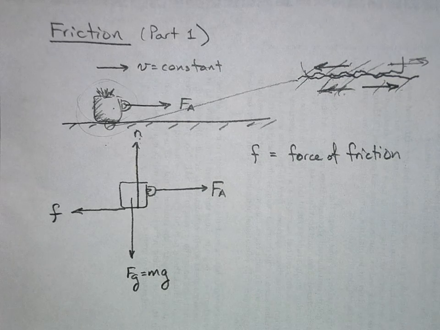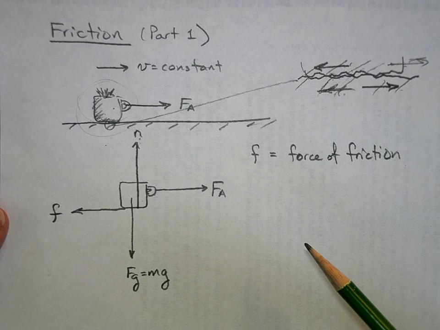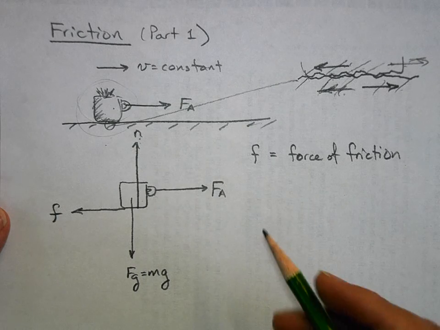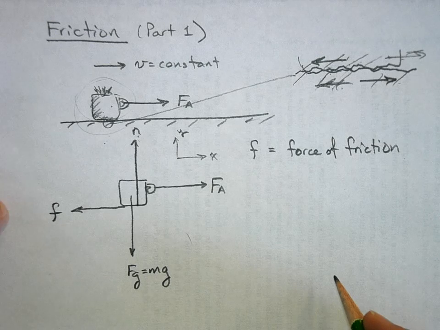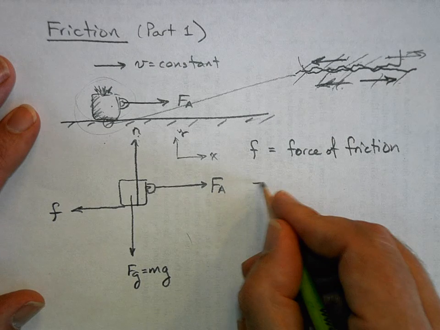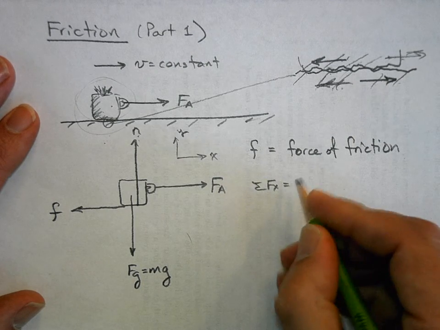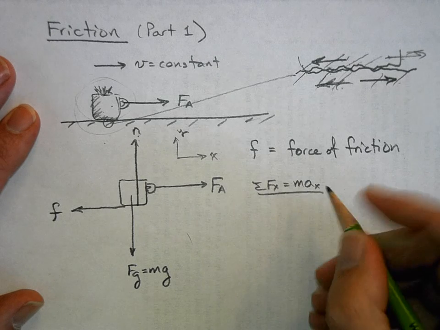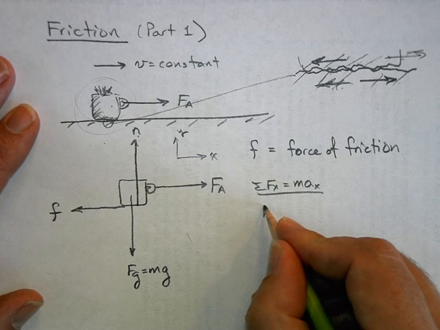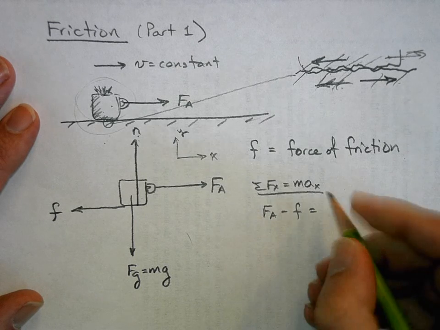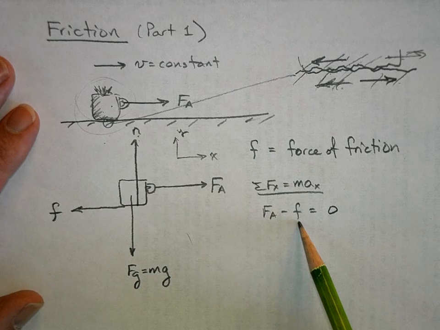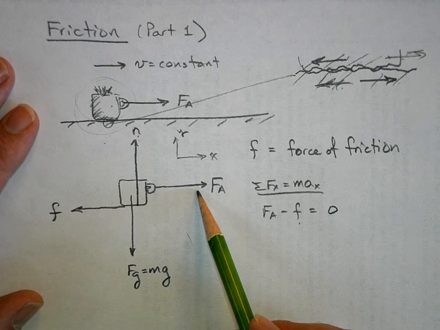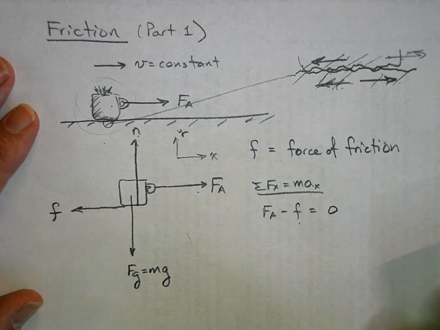Okay? So this is called the force of friction, and now we just add it to our free body diagram. If I make this my x direction and this my y direction, I can say, if I sum the forces in the x direction equals ma in the x direction, I have an applied force minus a friction force equals 0 because I was pulling with constant velocity. And this is just saying my force of friction is going to be equal to my applied force, right? Just in the opposite direction.